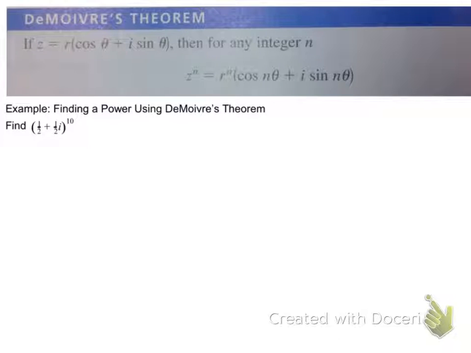Next is DeMoivre's theorem. It says that if I want to take an exponent on a trig function over a complex number.